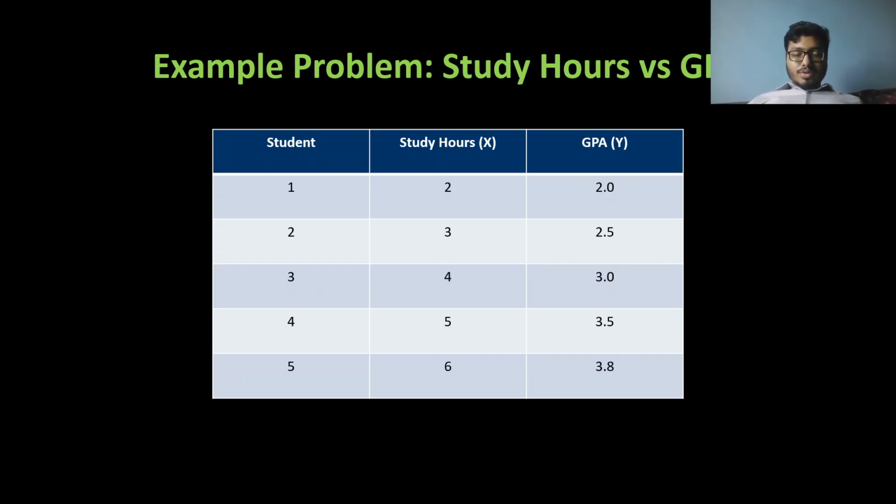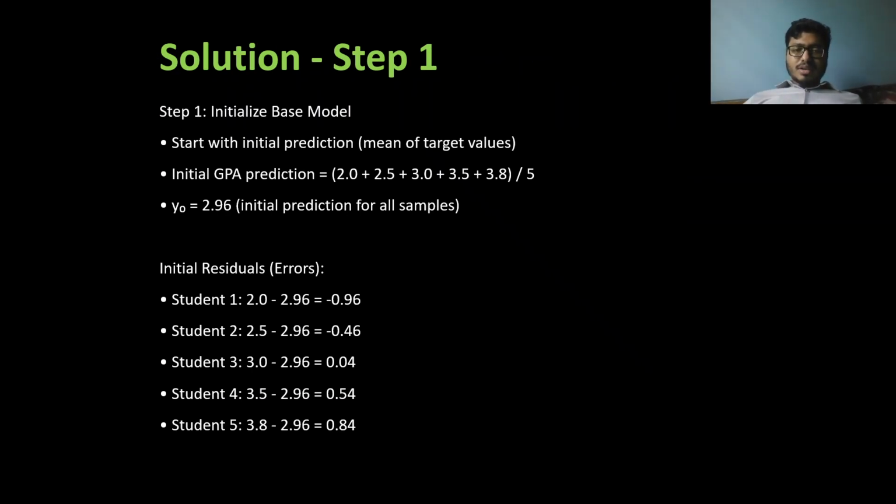Here let's consider a dataset of 5 students, with their study hours and, according to their study hours, their GPA. First of all, the model calculates the average of them. After averaging we got the initial prediction 2.96 for all of them. Here are the errors, the initial residuals, for students 1, 2, 3, 4, 5. Then after that we go to our iteration.